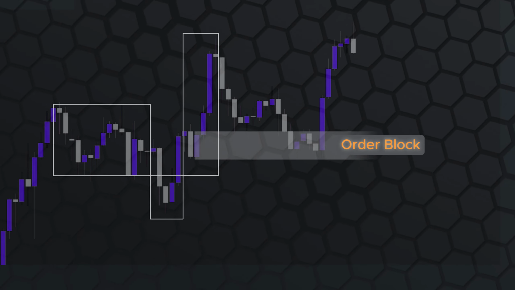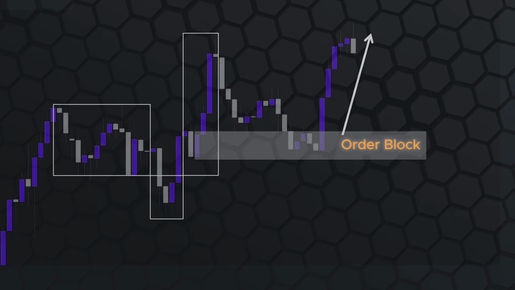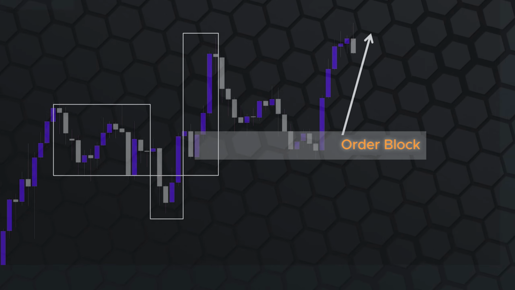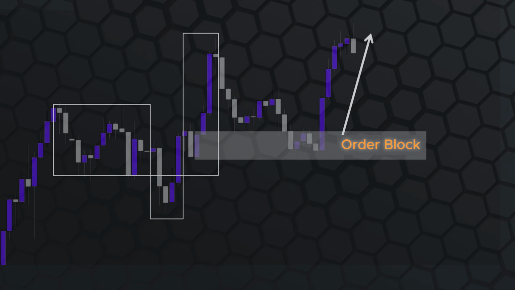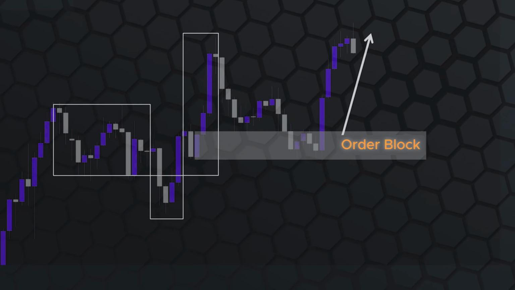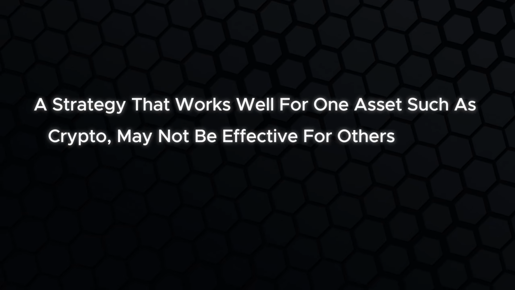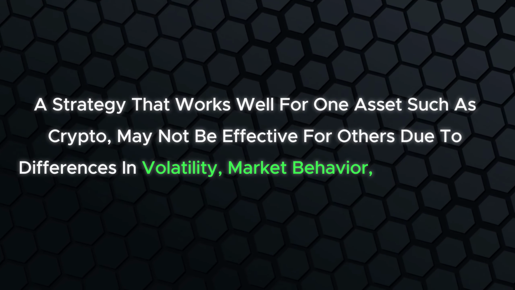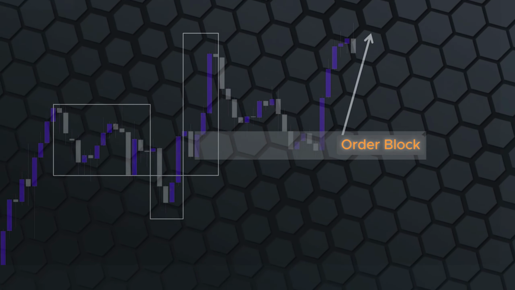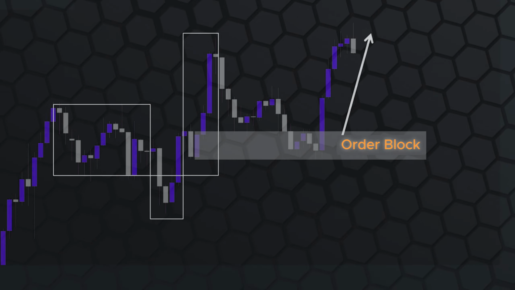This 1-hour order block could have been another excellent opportunity to place a trade. Keep in mind that when testing a trading strategy, it's crucial to evaluate its performance across different currency pairs, stocks, and cryptocurrencies. This helps determine if it works for you and suits your trading style. A strategy that works well for one asset, such as a specific currency pair, may not be effective for others due to differences in volatility, market behavior, and liquidity. Observe how it performs in different trading sessions, scenarios, and timeframes, and refine it based on your findings.